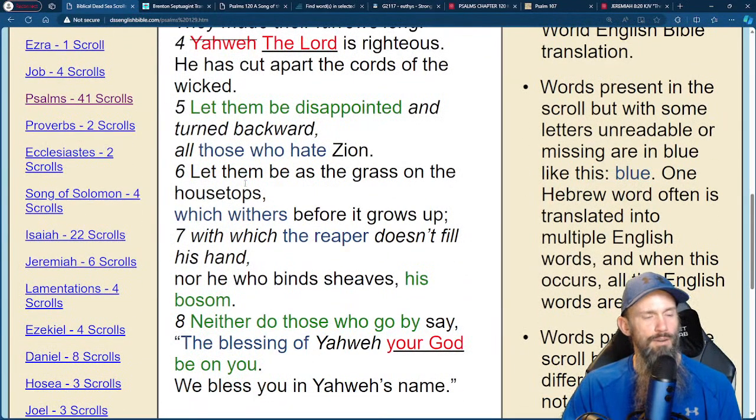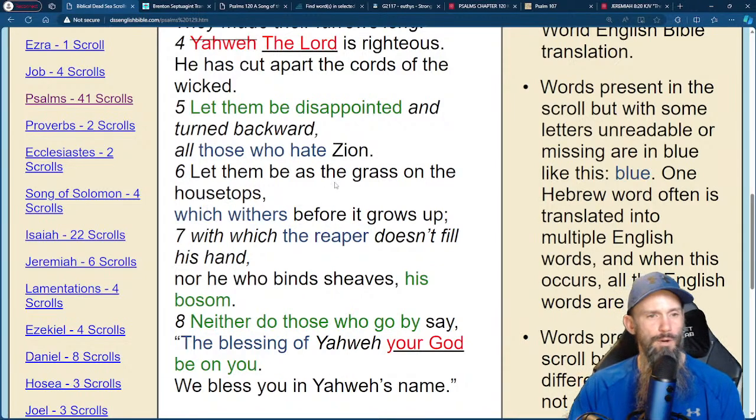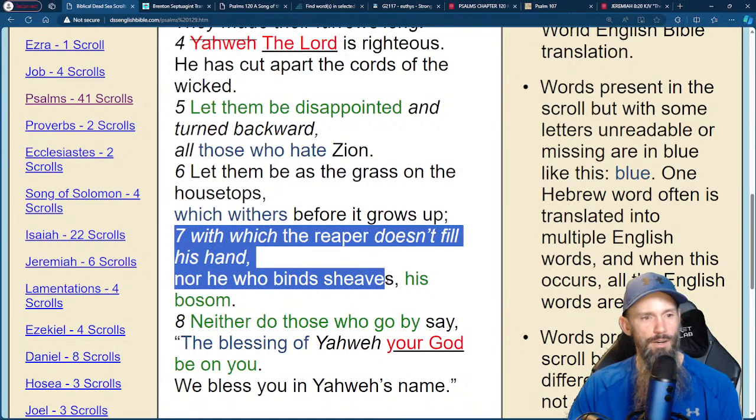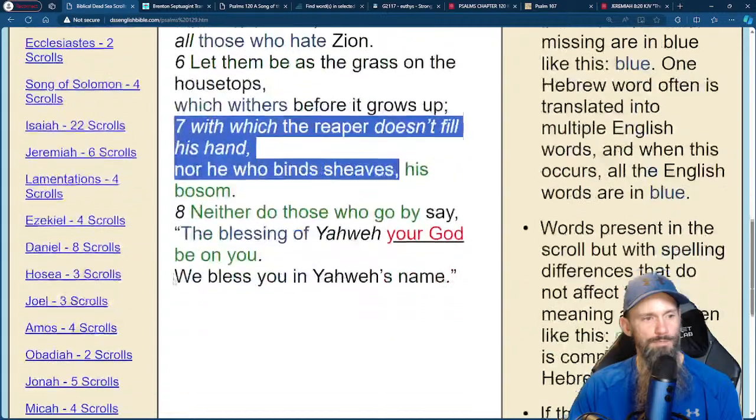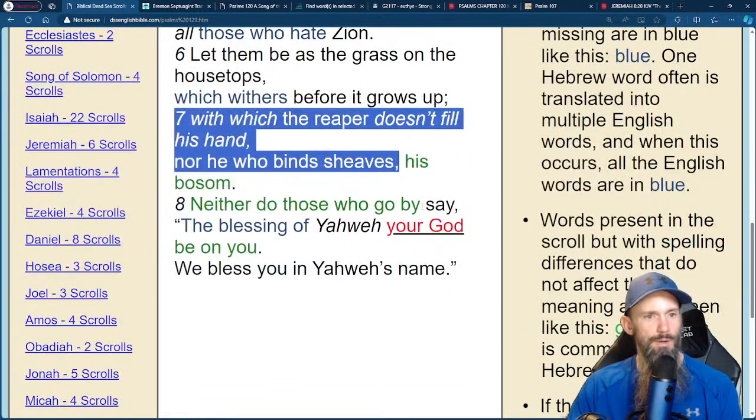Let them be as the grass on the housetops, which withers before it grows up, with which the reaper doesn't fill his hand, nor he who binds sheaves. There's the agricultural reference again. His bosom. Neither do those who go by say, the blessing of Yahuwah your Elohim be on you. We bless you in Yahuwah's name.